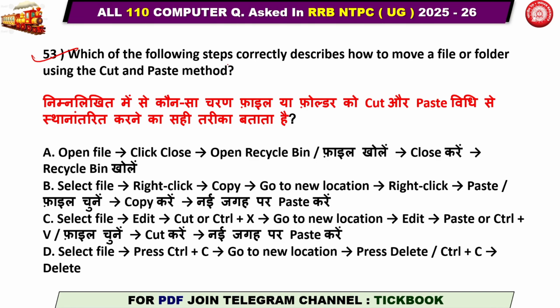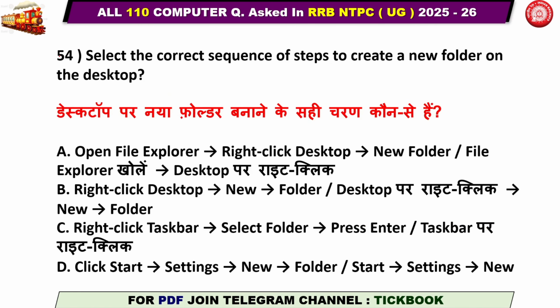Question number 53. Which of the following steps correctly describes how to move a file or folder using the cut and paste method? Option number C, select file, then edit, then cut or Control plus X, and then go to new location and edit, then paste or Control plus V. 54. Select the correct sequence of steps to create a new folder on the desktop. Option number B, right click desktop, then new, then folder.